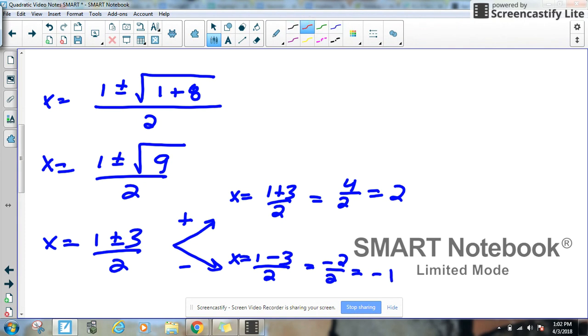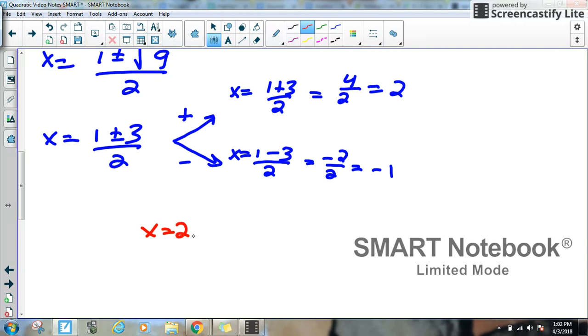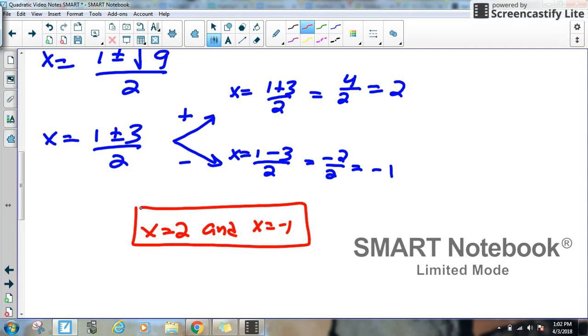So the solutions to this particular quadratic are x equals 2 and x equals -1. So these are the 2 solutions to the quadratic. All right, hope that was clear.